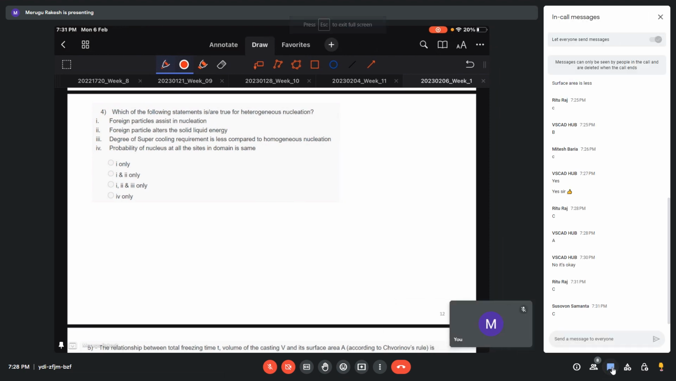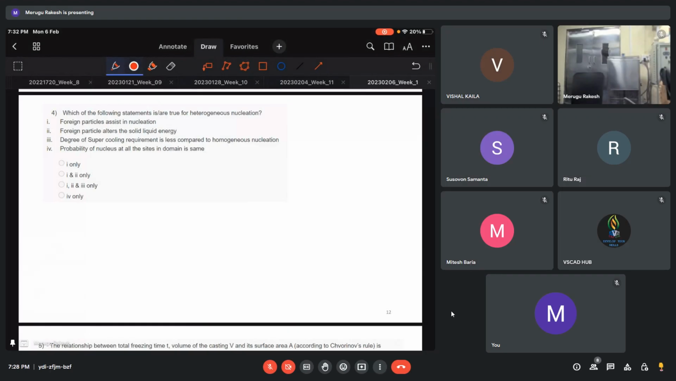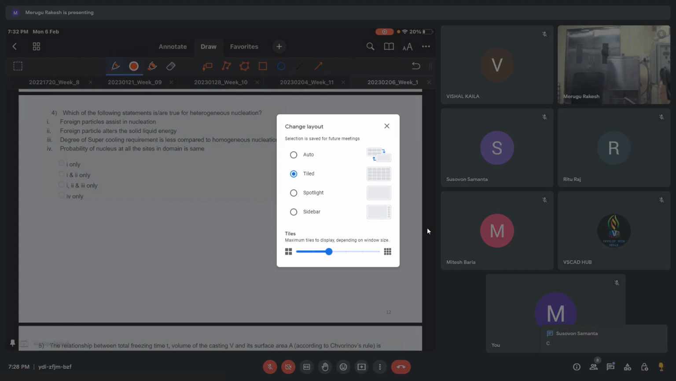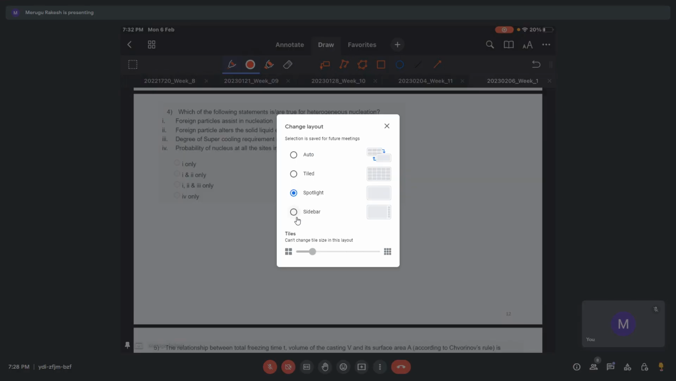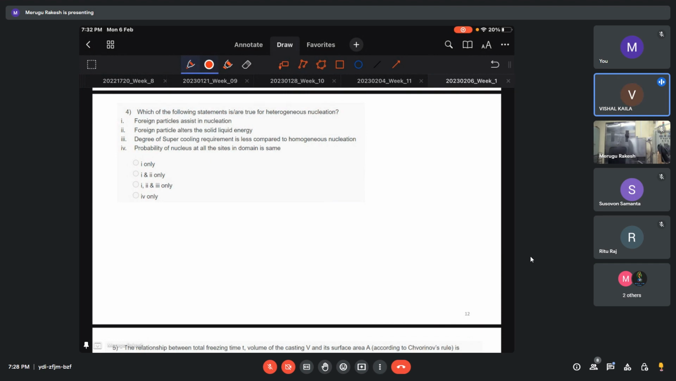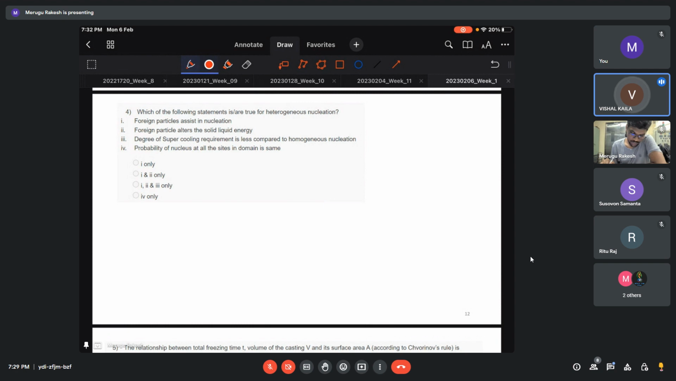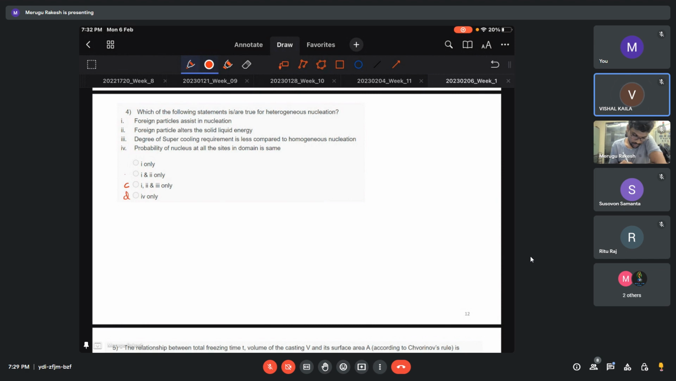One, two, and three, ABC. Means third answer. One, two, and three sentences are okay. Fourth one is for homogeneous. Can you repeat once? First three for heterogeneous and fourth one is for homogeneous. So your answer is C, yes, right? Okay.